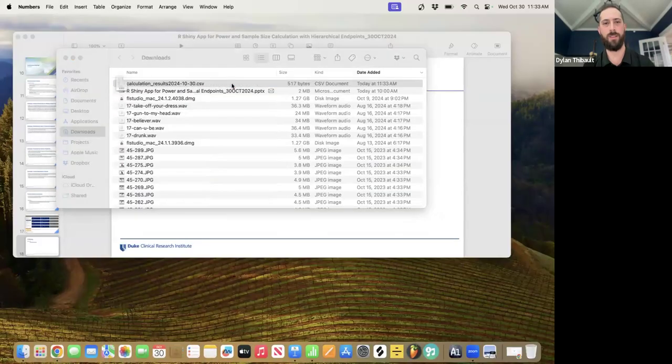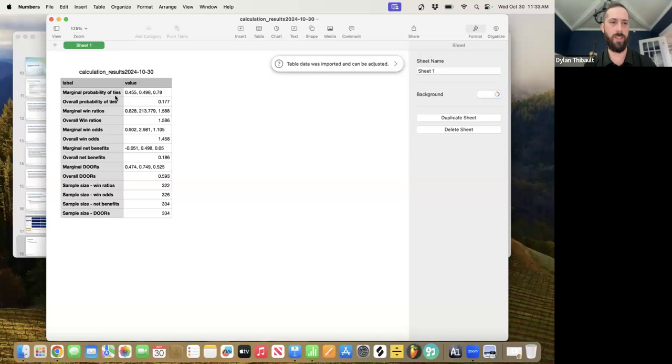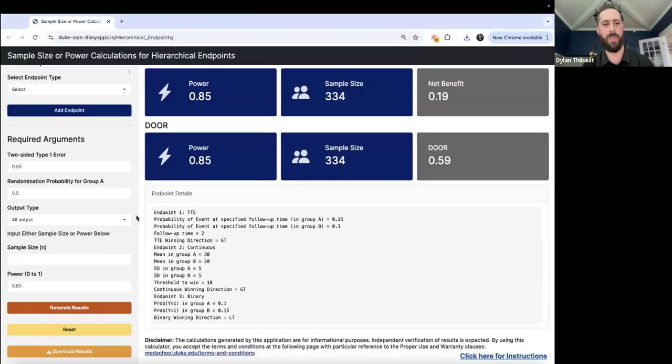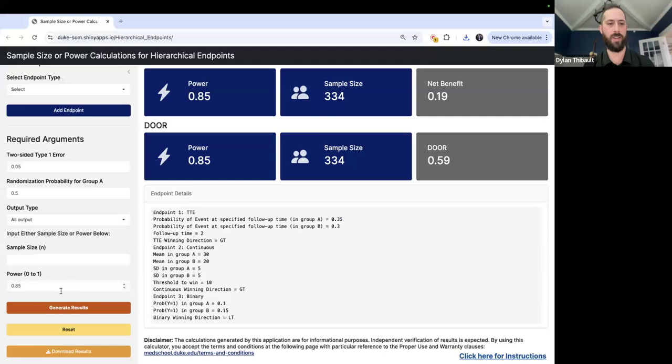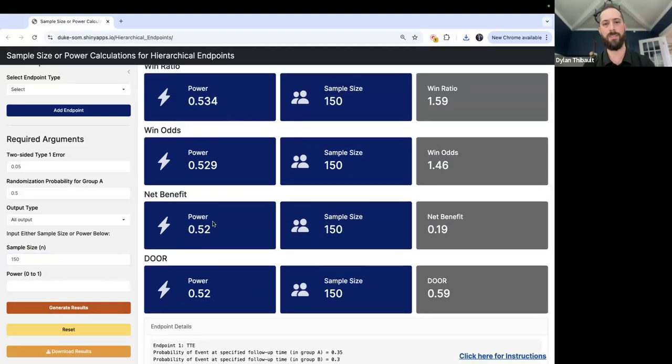Go ahead and open those real quick. You can see we give you the marginal probability of ties. For the 3 endpoints, they're listed in the sequence they were entered. Overall, marginal win ratios, marginal win odds, and then it gives you the sample size. And then you can reset it, or you can keep playing around with it. You can just keep changing numbers and updating as you'd like. You can switch to give it a sample size estimate, and then it'll give you the power instead.